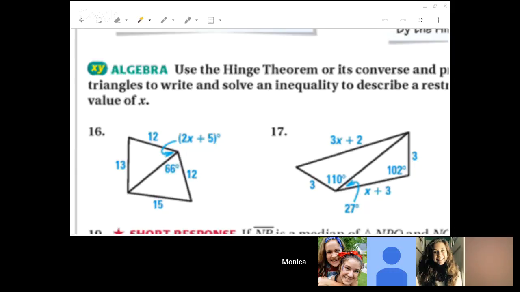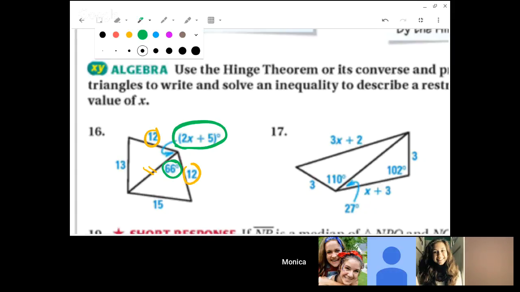So if we look at 16, we have two sets of congruent sides, okay? We see that this 12 and 12 here are congruent. And then we also know that this one is congruent because of the reflexive property, right? So what we're concerned with then are the angles between those two sides. So that's this angle here, and then this angle here. Now, we do have side measurements over here. So which of those sides is longest, 13 or 15?